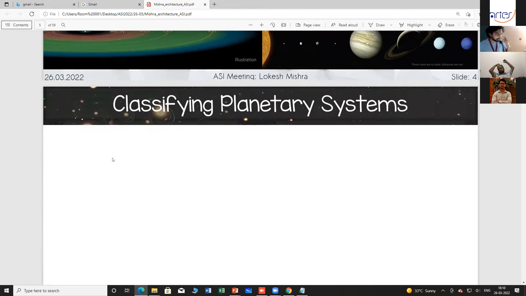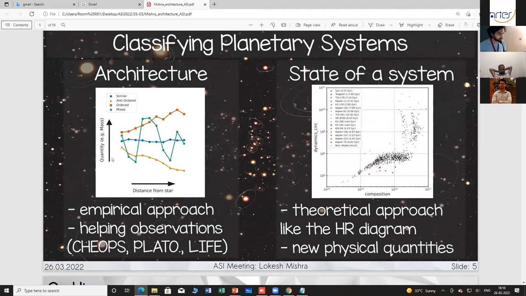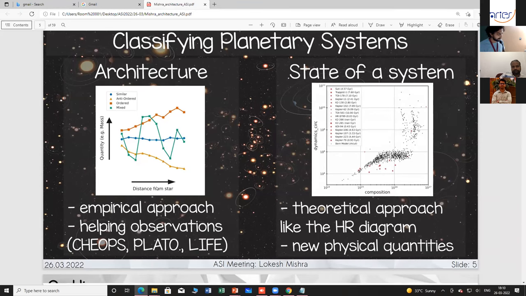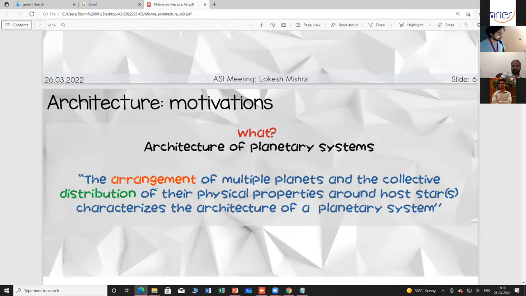In that sense, I've been working over the last 2.5 or 3 years on the topic of how we can come up with ideas of classifying planetary systems. There are several ways of doing this. There are about 4 to 5 groups on the planet who are working on this problem. One approach that I follow, I follow these two approaches that are on the slide right now, both on the architecture and the state of the system. Right now, I'll be talking about the architecture method. So let's go into talking about architecture.